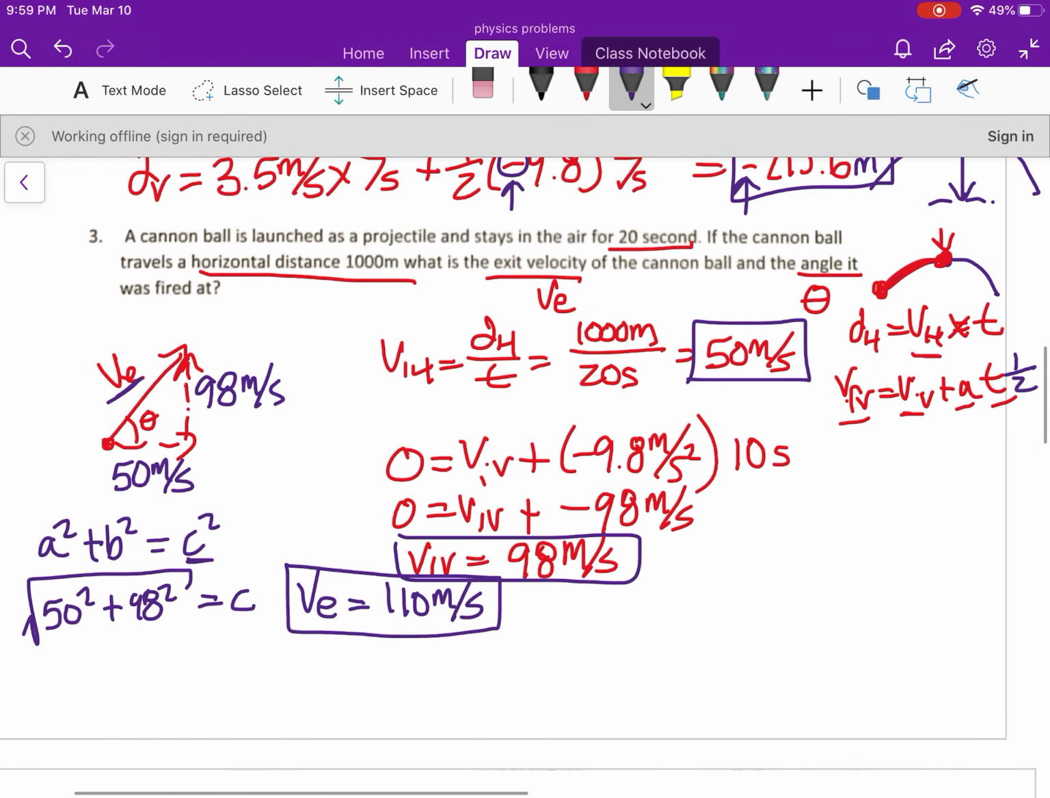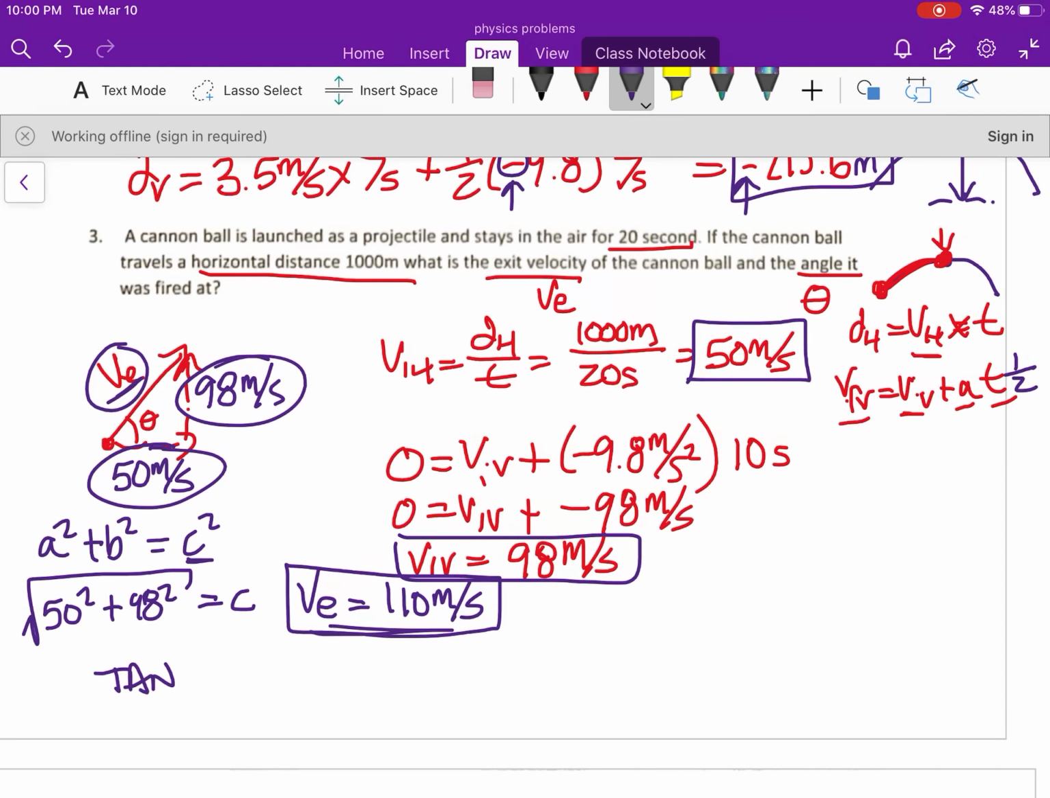So I'm not finished yet though. I need to find theta. Whenever we're solving for angles, this is where our trig functions come into play. Since we know all three sides, we can use any trig function, but as discussed in class, the most useful one that will help you not make mistakes is tangent. Because tangent is our opposite and our adjacent, which most times are given to us, whereas our hypotenuse, in this case, we calculated.